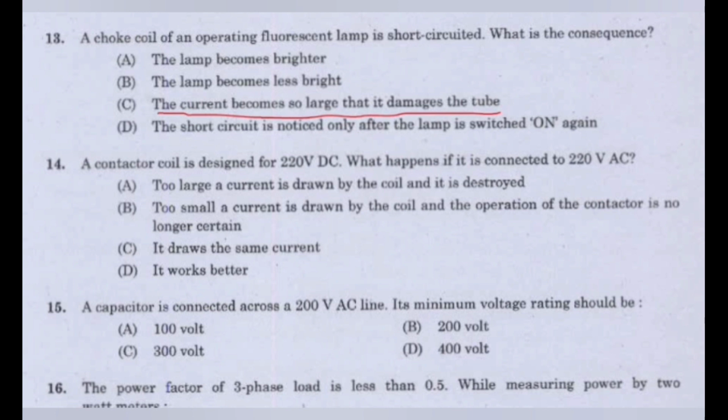Answer is option B. Too small a current is drawn by the coil and the operation of the contactor is no longer certain.